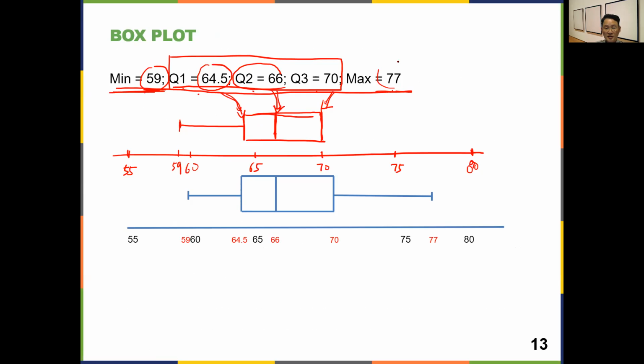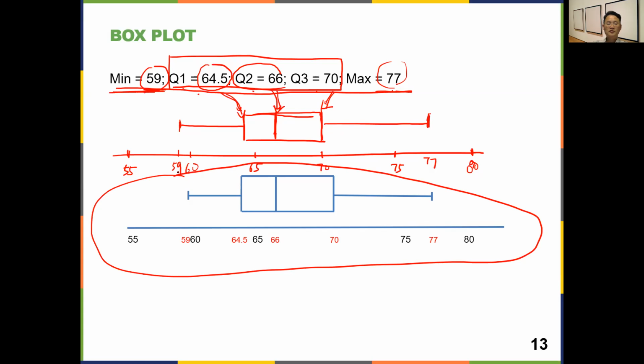And the maximum is at 77, so this is 75, so 77 should be about here. I'll say that's a 77. Make another line like that. And that's my box and whisker plot, or just say box plot. I mean, you may have a prettier graph or plot, whatever, that's right there. Right? And that's how you make this box plot. Okay.